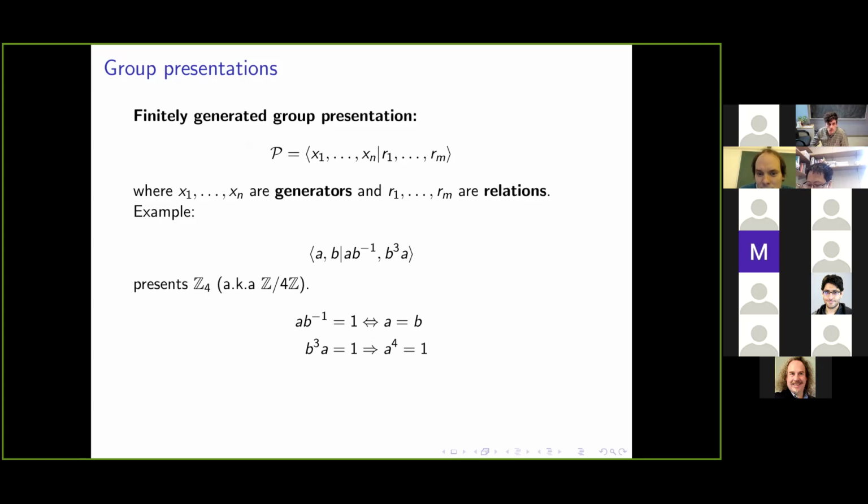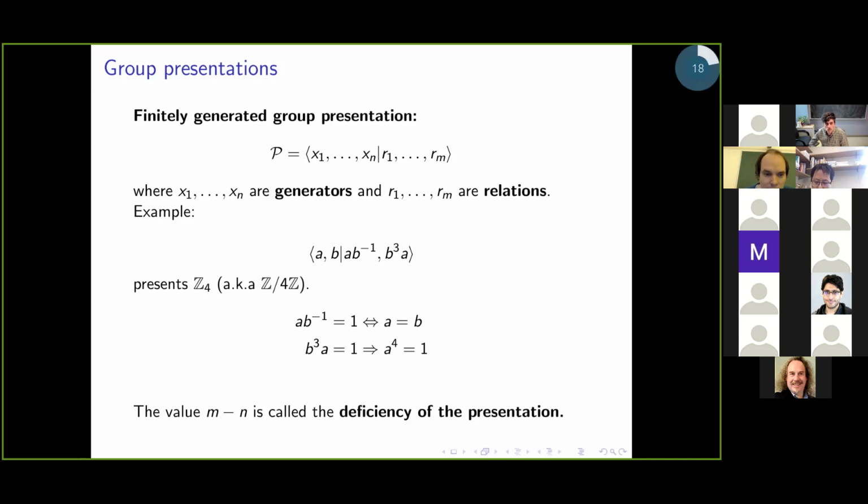Usually it's not that easy. In general, it's a hard problem to determine from the presentation what is the underlying group. And let me mention one more definition that I will often work with, and it's the deficiency of the presentation. For me, this will be the number of relations minus the number of generators. Some people have it vice versa, but I like to have the deficiency positive for the examples that I will be interested in. So this is a simple example.